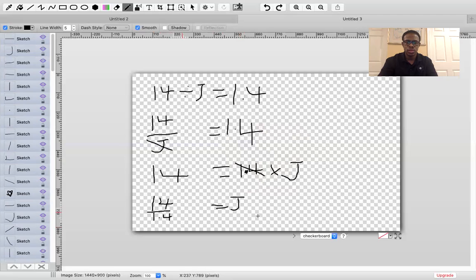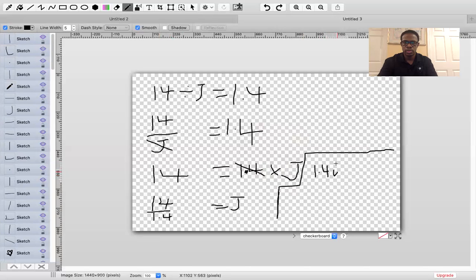So this would look, I'm going to write it, let me just block this off if I can. I'm going to continue right here. So 14 divided by 1.4, the denominator is going to be the divisor, 1.4. And then the dividend is 14. So that's going to equal to J.